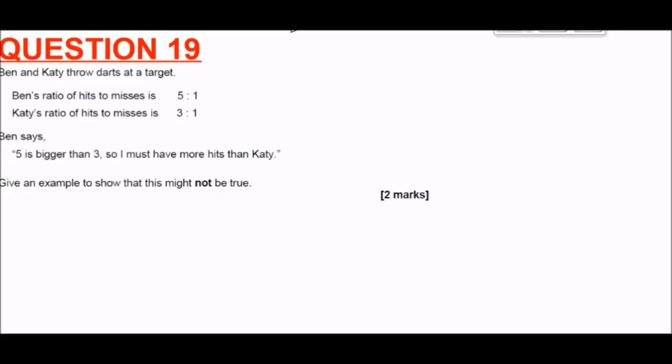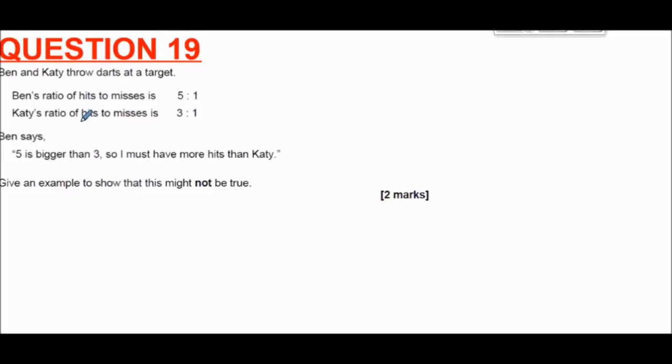It says give an example. There could be loads and loads, in fact infinitely many examples you could give. The key thing here is to realise that these ratios are simplified down. You need to be thinking of what could the actual numbers of actual hits to actual misses have been before the ratio ended up being simplified to these numbers.